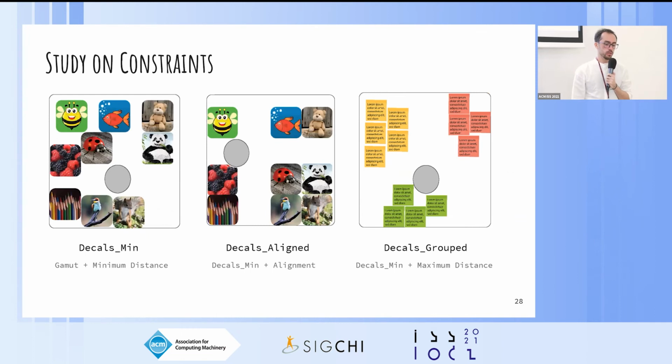Here are the different combinations of constraints applied using our approach, where the gray disk is the GAMUT. On the left, we only apply GAMUT and minimum distance constraints, and we name it decals min. In the middle, we apply GAMUT, minimum distance, and alignment constraints, and we name it decals align. On the right, we apply GAMUT, minimum distance, and maximum distance constraints to keep decals with the same color as a group. Thus, we have the name decals group.